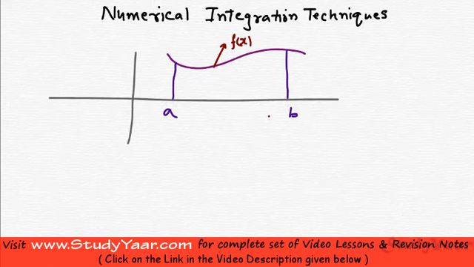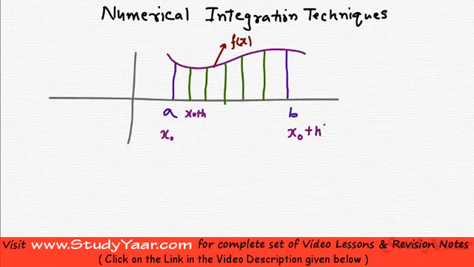To arrive at a solution using a numerical technique, I'm going to divide this interval from a to b into n small intervals, each having a width of h. So I'm dividing the interval into sub intervals. Let's just say that my a is x0. Then this would be x0 plus h, this would be x0 plus 2h, and so on. Finally you are going to have your b as x0 plus nh.